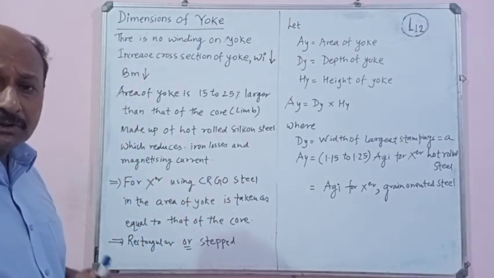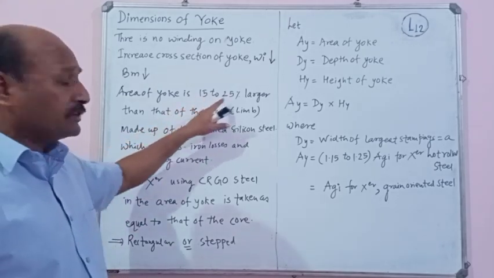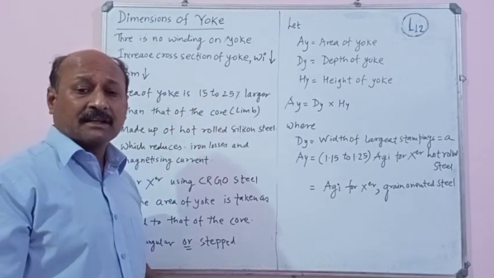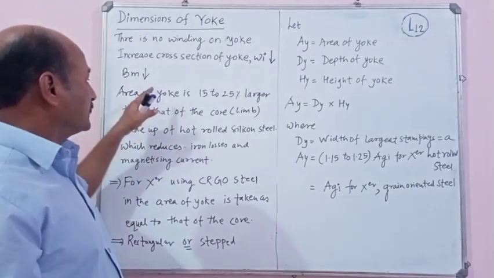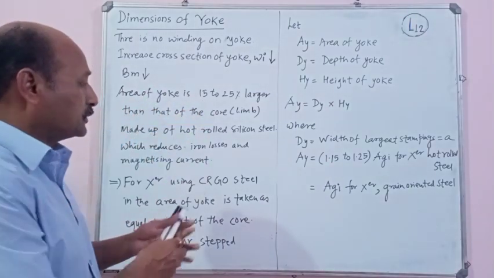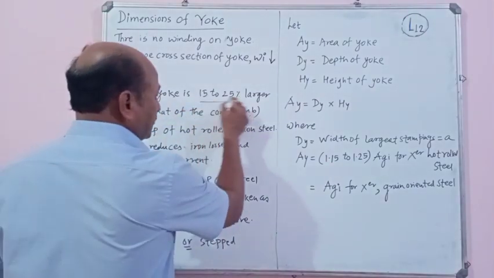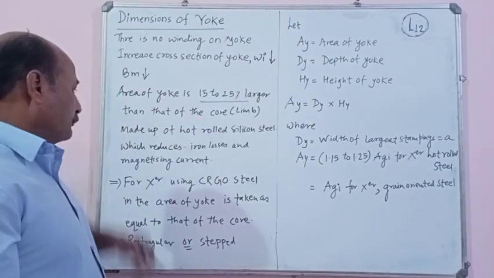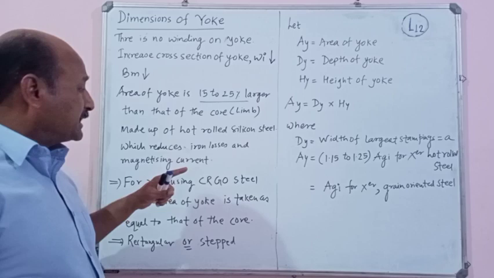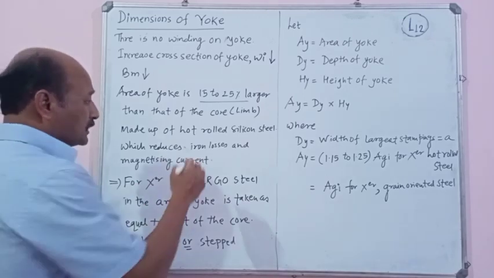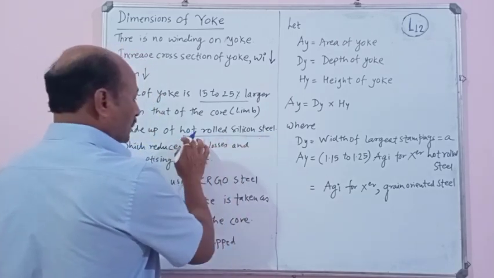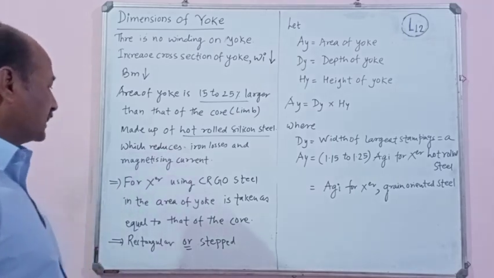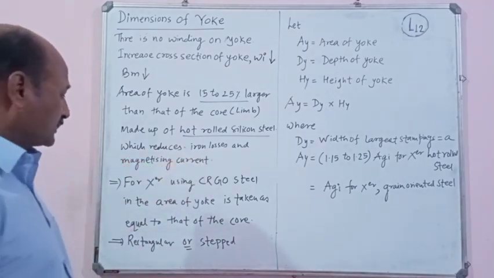So the area of the yoke is 15 to 25% larger than the area of the limb. The yoke is made up of hot rolled silicon steel, which reduces the iron losses.